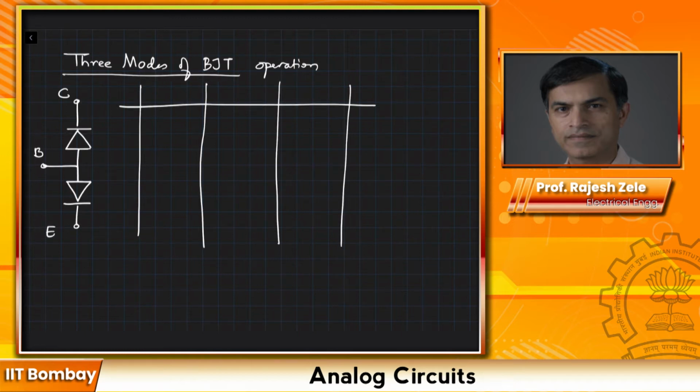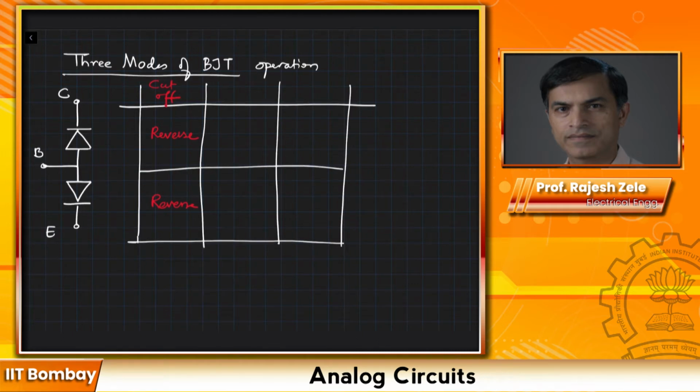So the first region of operation is the case when both the base emitter junction and the base collector junction are reverse biased. This one is also a reverse biased region. What this means is the potential we apply between base and emitter is such that the bottom diode is reverse biased as well as the top diode is reverse biased. So in that case, we call this the cutoff region of operation.